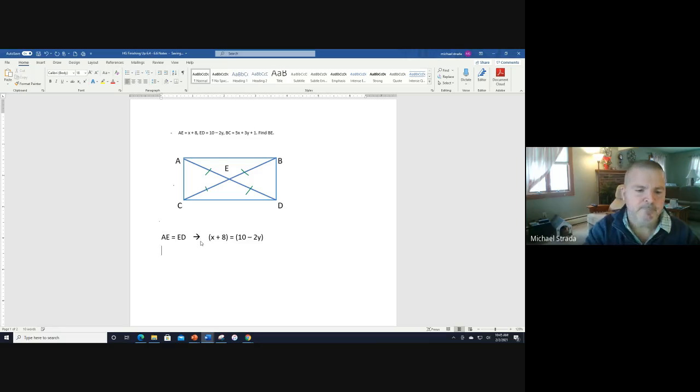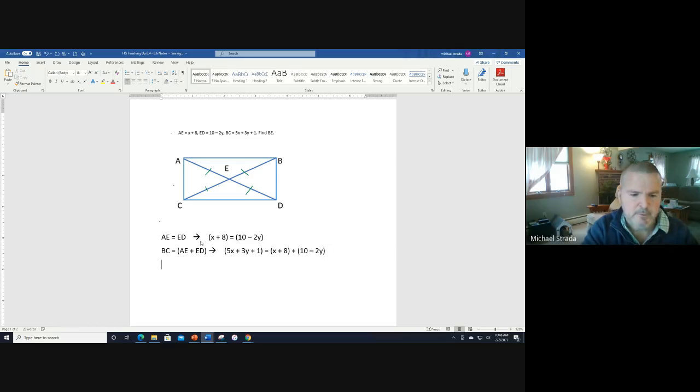All right, now the second part of this is they give you BC, which is the whole diagonal. All right, so BC equals AE plus ED. So BC is 5x plus 3y plus 1. All right, and that's equal to AE plus ED, which is the two above it in the other equation, but instead of set equal to each other, added together.